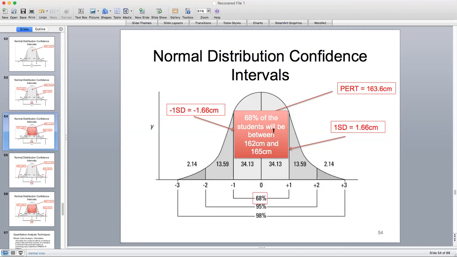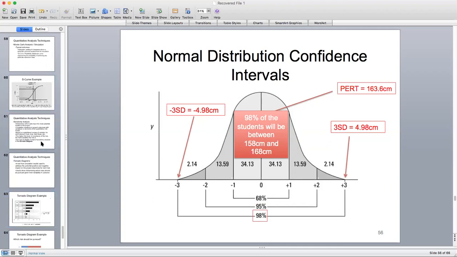So if we're an organization that doesn't want to bear much risk, we need to make sure that we are considering a far greater amount. Perhaps we have very little appetite for risk and we cannot bear that level of risk. We need to make sure that we are covering more variability. For example, 98% confidence. We know that we therefore need to cover a greater range. 158 to 168 would be an example of that.